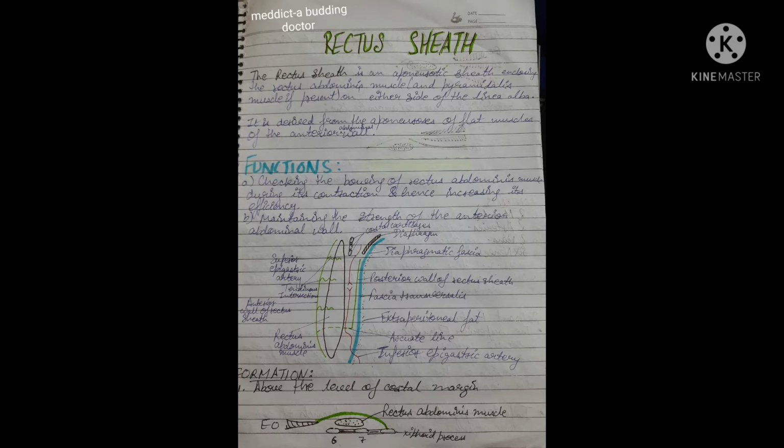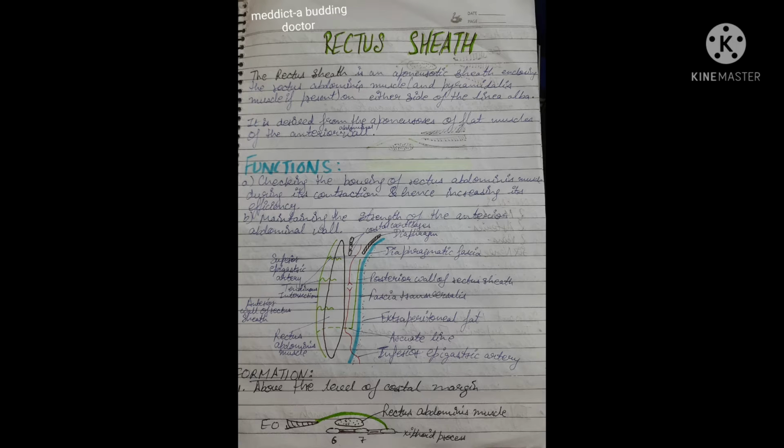In today's video we are going to discuss rectus sheath. So what is rectus sheath? Rectus sheath is an aponeurotic sheath enclosing the rectus abdominis muscle and pyramidalis muscle if present on either side of the linea alba. It is derived from the aponeurosis of the flat muscles of the anterior abdominal wall.